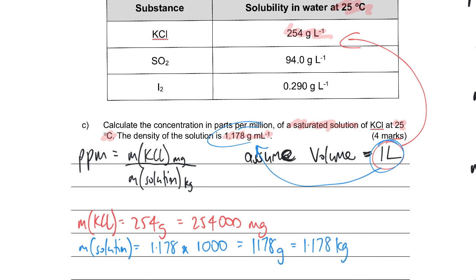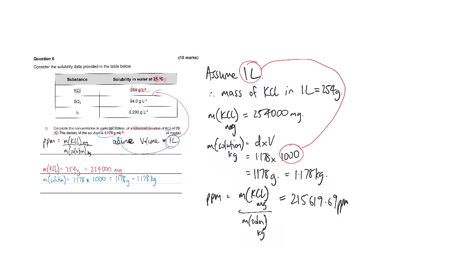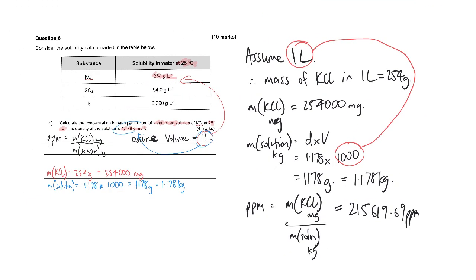Now that you have those two values, you can solve for the answer, and here's one that I prepared earlier. Again, you assume the volume, you get the masses, and then you put them together, and you get 215,619.69 parts per million. That's how you do that question.